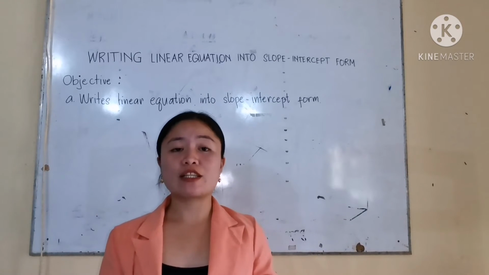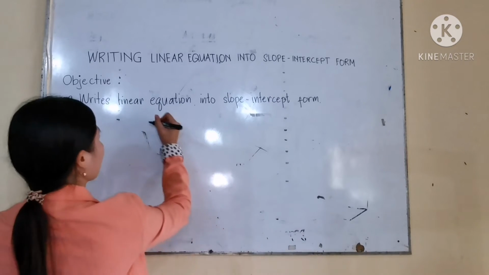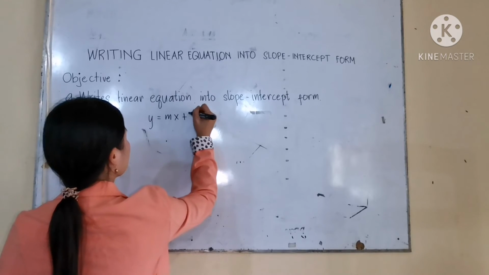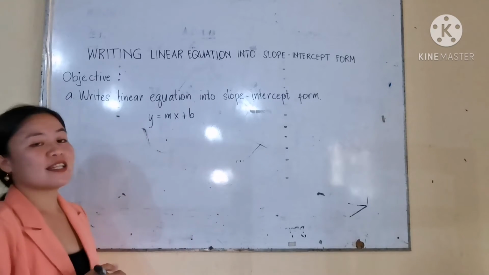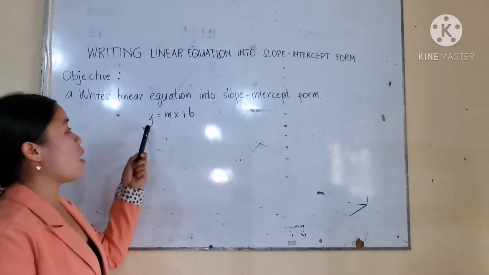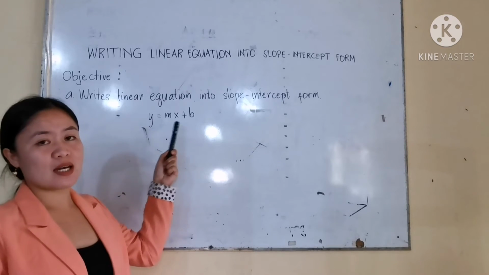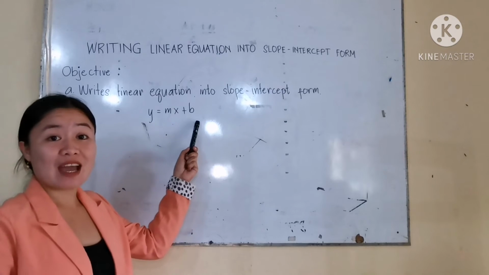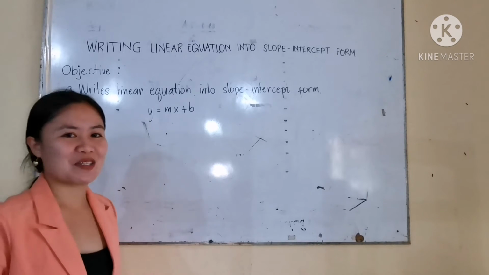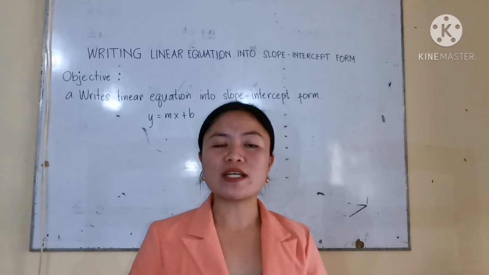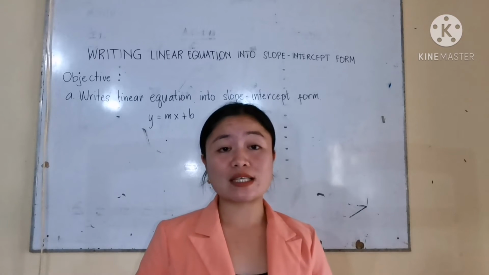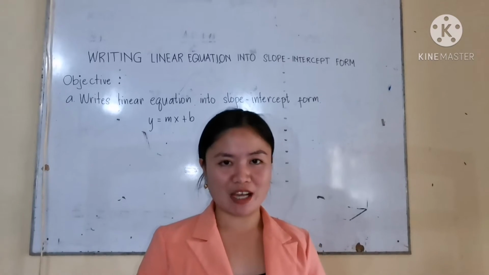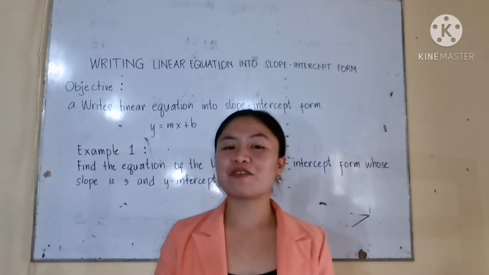Slope-intercept form is in the form of y equals mx plus b, where m is our slope and b there is our y-intercept. In the slope-intercept form, you use the slope of the line and the y-intercept to express the linear function. Here is our first example.